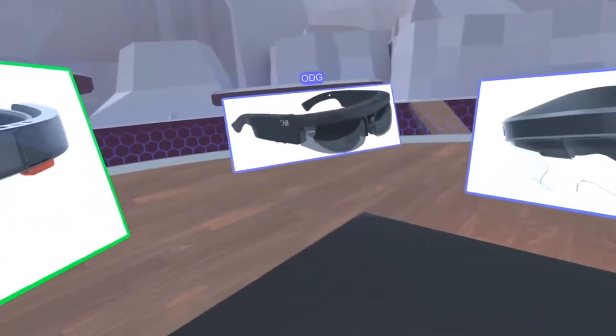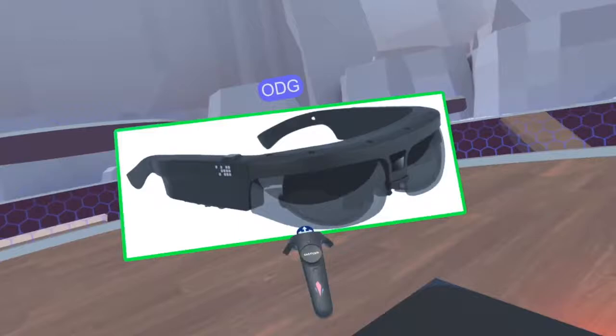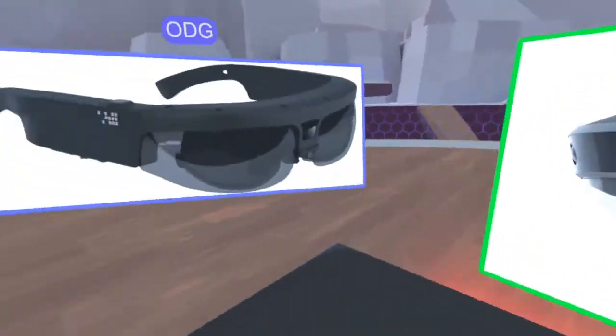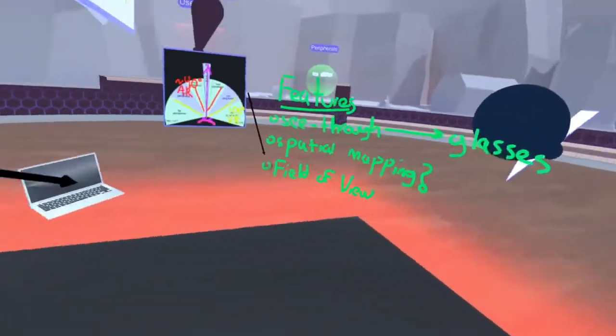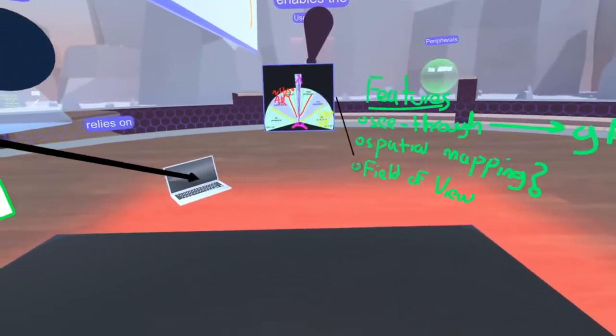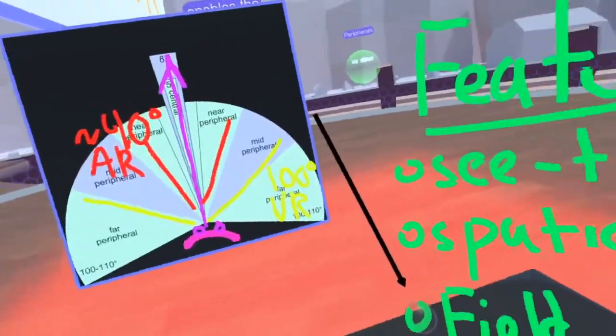Two other headsets of note are the ODG glasses and also the Meta 2. All three of these are really, really compelling experiences. They have a long way to go, but they really do show off what AR can be.